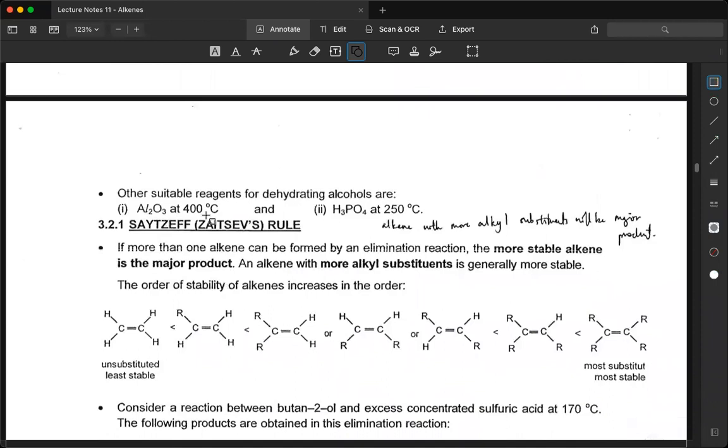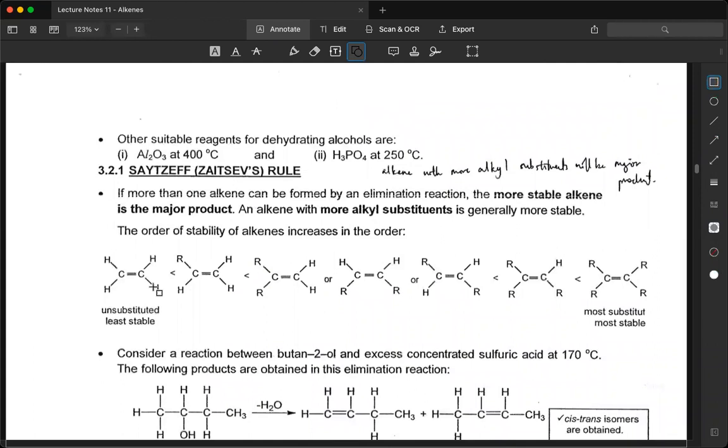We call it the Zaitsev rule. If there is a possibility of forming more than one alkene, the more stable alkene is the major product. The alkene with more alkyl substituents is generally more stable. And this is the order of stability of alkenes, which increases in this order. The least substituted alkene will be the least stable. With more alkyl groups, the stability increases.